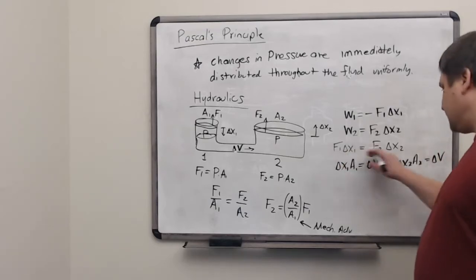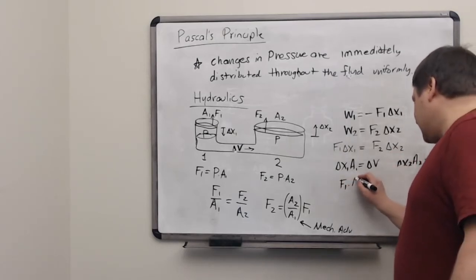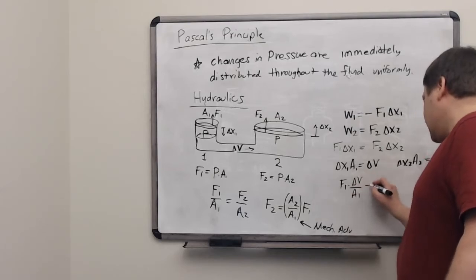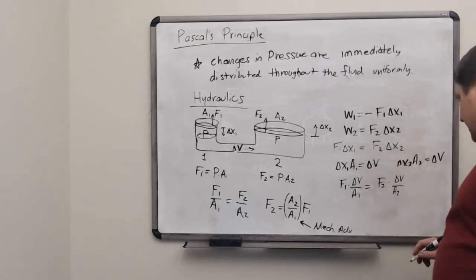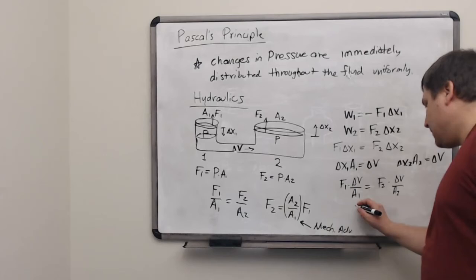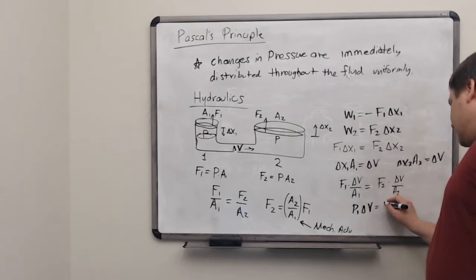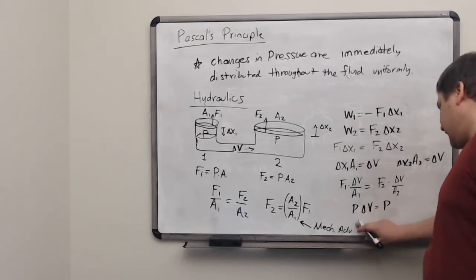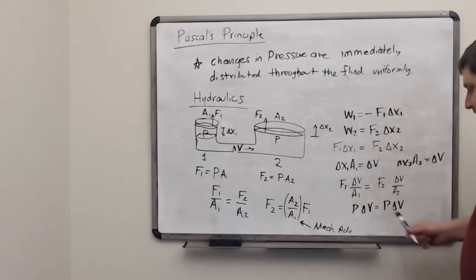So if we plug these two things in together, we get F1 times delta V over A1 equals F2 times delta V over A2. And wouldn't you know, F1 over A1 is the pressure, and F2 over A2 is the pressure on the other side. So they're both the same pressures, and they're both the same changes in volume. So we see that this motion of the pistons and the motion of the fluid does obey the principle of simple machines, work in equals work out.